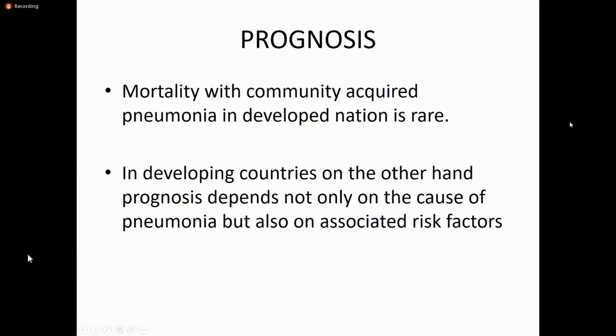Now, what is the prognosis of pneumonia? Mortality with community-acquired pneumonia in developed nations is very rare because of vaccination and good hygienic conditions. But in developing countries, the prognosis depends not only on the causative organism, but also on the associated risk factors. As we have already seen, there are a lot of risk factors in our part of the world. The children are malnourished, there is lack of breastfeeding, lack of parental education, lack of vaccination. These are the things which make the disease worse. So in our part of the world, the prognosis sometimes is not good.